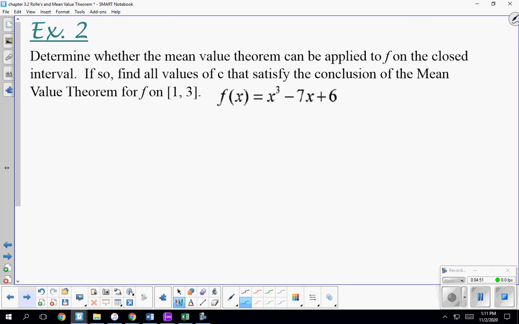So example 2, now we're going to move on to mean value theorem. And mean value theorem says the same thing, except here specifically, we don't have to check our y values, but we do have to find our slope.